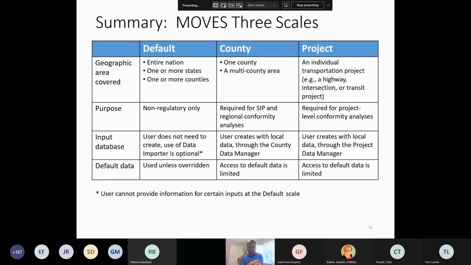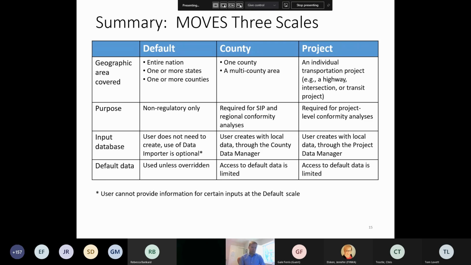Some other decisions that are made by modelers are what scale you should use in MOVES. MOVES is not just one model. It's got three different scales of analysis. Each scale is going to be appropriate for its own application. The default scale is never appropriate for SIP or conformity because, as the name says, it's pulling default information for the most part from the model. It might be appropriate for greenhouse gas analysis where you might have a little more flexibility, or if you just need a quick back of the envelope estimate of certain emissions, or you need PM from school buses and you just need something quick, you might use the default scale.